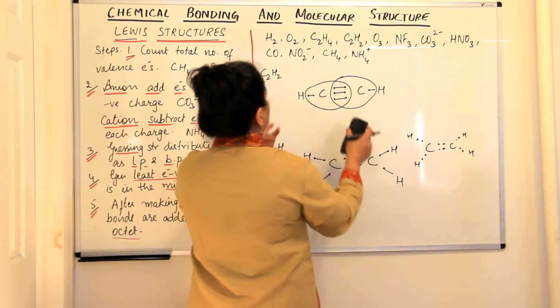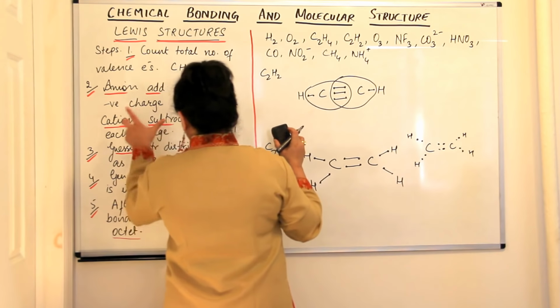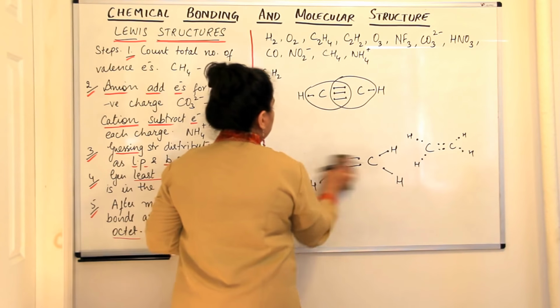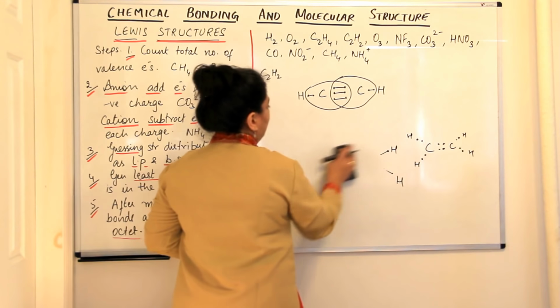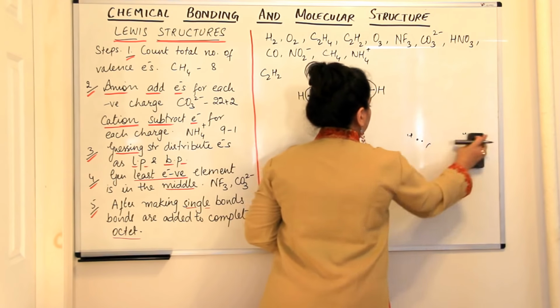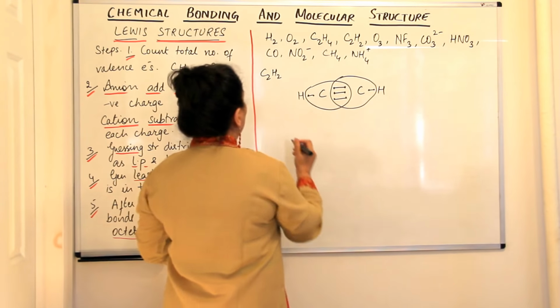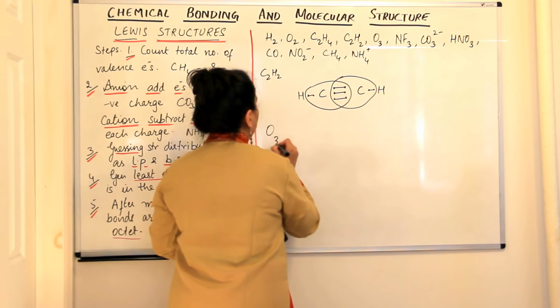But since we have not yet come to a compound that has a charge, we have not gone to the charged cation and anion part. So let us now come to the next compound that we will find the structure for. The next compound after ethyne is ozone, O3. Now there are three oxygen atoms.